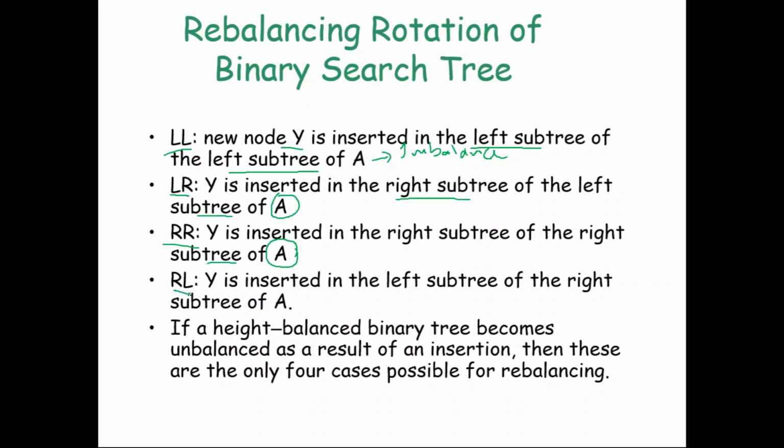RL will happen if the new node Y is inserted in the left subtree of the right subtree of A, where A is the node on which imbalance is created. Again, in this case, start from the node where the imbalance is created and identify the node on which the direction is changing from right to left. That node should first be rotated to the right. When you rotate that node to the right, the root node will change. On that new root node, perform a left rotation.